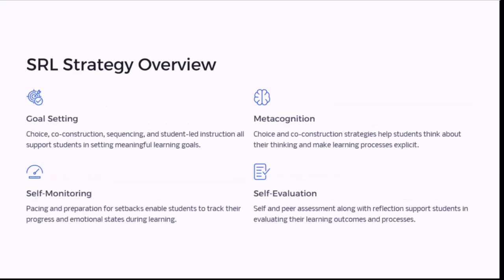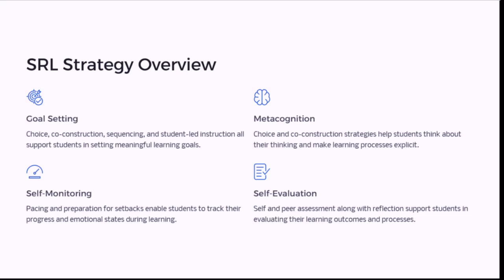Self-regulated learning provides a variety of different tasks and activities. The teaching strategies we've chosen look at opportunities for setting goals by providing choice, co-construction, opportunities for students to sequence their own learning, and student-led instruction. They all support students in setting meaningful goals. Metacognition: providing opportunities to encourage students to think about why they made these specific decisions, particularly in goal setting, and choices about their strategy of education is critically important.